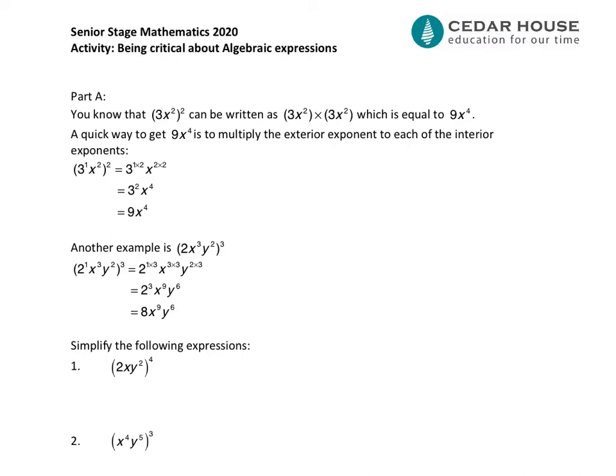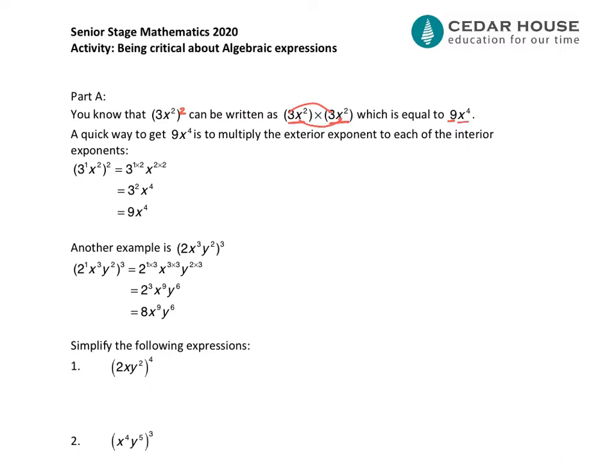So in part A, I've asked you, okay, so you know that (3x squared) all squared can be written as 3x squared times 3x squared, right? That's what that exterior exponent, of course, means. That means there are two of those brackets multiplied to each other. And then we've got 3 times 3 is 9, and x squared times x squared is x to the power of 4.